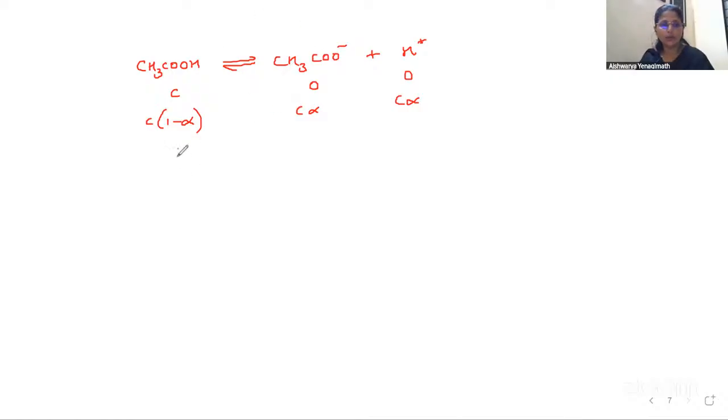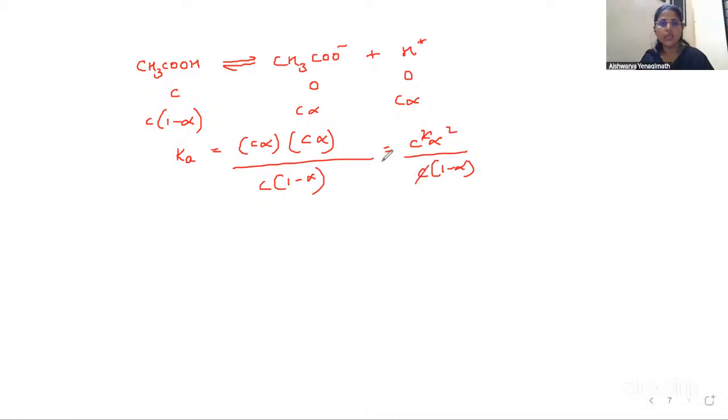Since this is at equilibrium, I'll write the equilibrium constant K, and that will be equal to what? It will be equal to the concentrations of products, C alpha into C alpha, by the concentration of the reactant, C(1 minus alpha). So this can be written as C square alpha square by C(1 minus alpha). One C gets cancelled. So K is equal to C alpha square by (1 minus alpha). That means concentration of the products by the reactants. So simplified, this value you get, where alpha is the degree of dissociation, C is concentration.